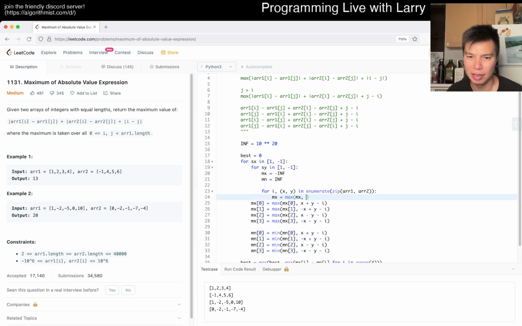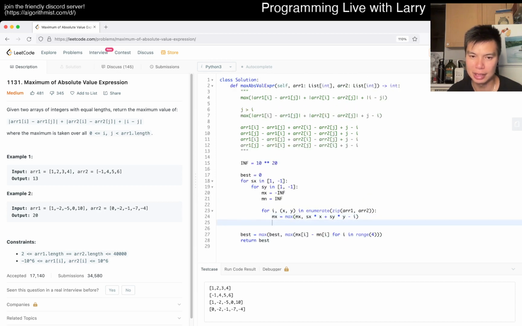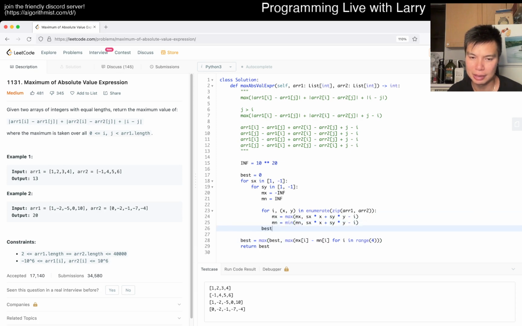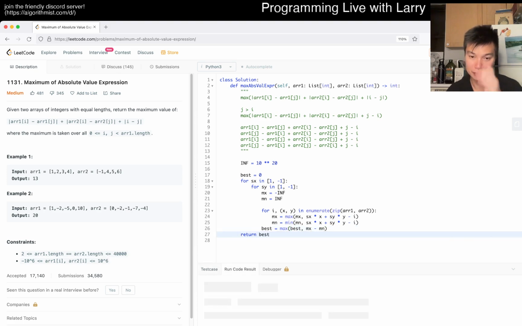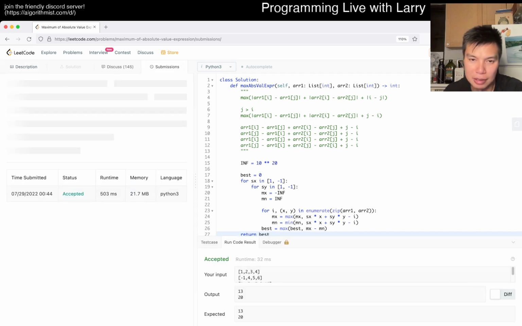Let's see, right? So sx times x plus sy times y minus I, right? And then min is the same thing. We could probably have stored that for extra, but that's fine. And then at the very end, best is equal to max of best, mx minus mn. And I think we're good here. I don't know if this is that much faster, but it is easier and cleaner to read.